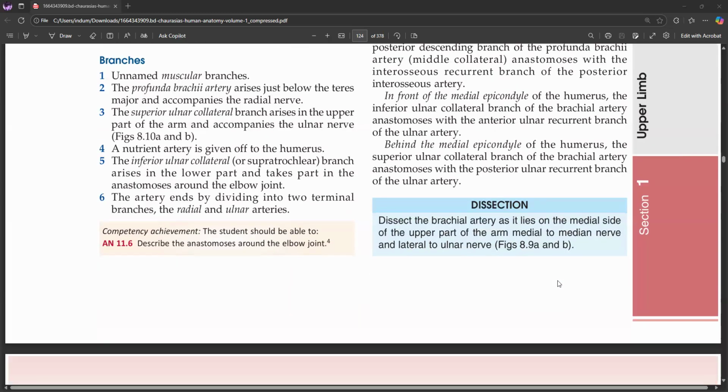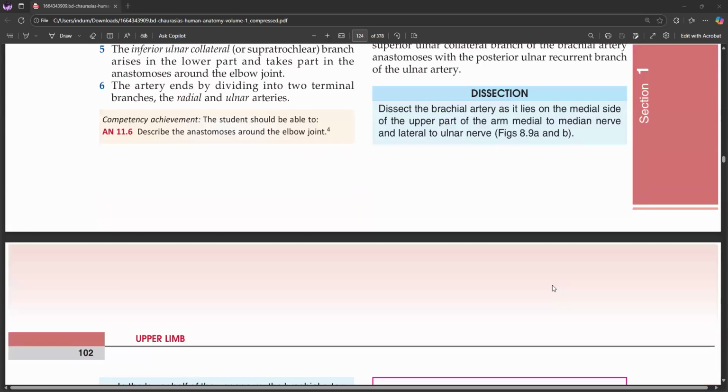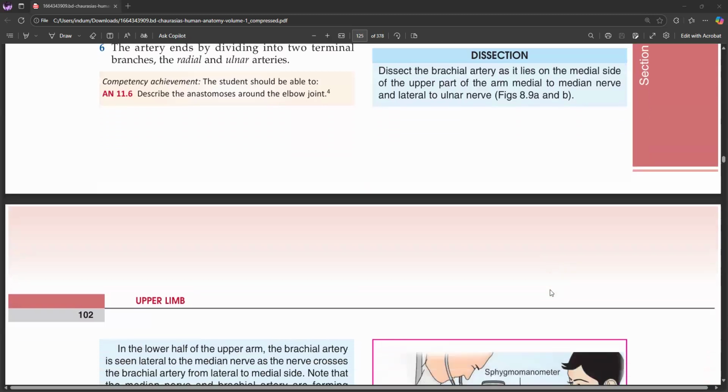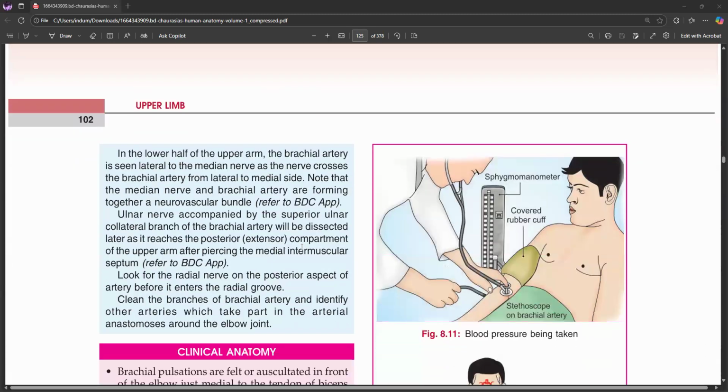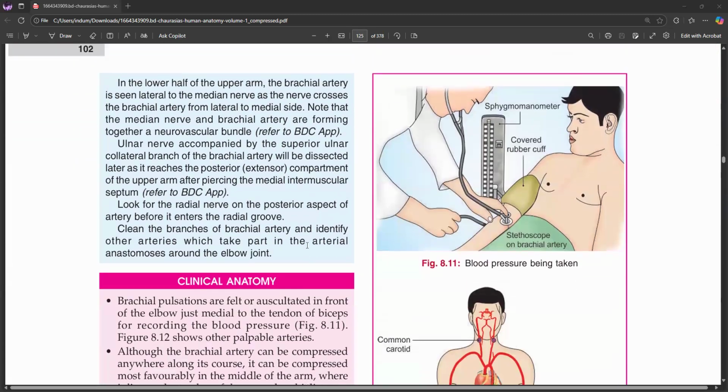Dissection. Dissect the brachial artery as it lies on the medial side of the upper part of the arm, medial to the median nerve and lateral to the ulnar nerve. Figures 8.9a and b. In the lower half of the upper arm, the brachial artery is seen lateral to the median nerve as the nerve crosses the brachial artery from lateral to medial side. Note that the median nerve and brachial artery together form a neurovascular bundle.